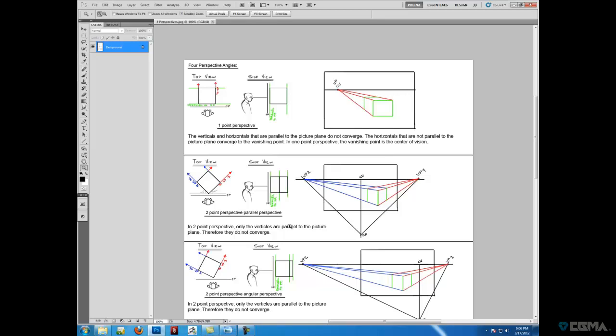Now, the one thing you should know about two-point perspective is only the verticals are parallel to the picture plane, and therefore the verticals do not converge to their own vanishing point. However, the horizontal lines going to the left have their own vanishing point to the left, and the horizontals going to the right have their own separate vanishing point.